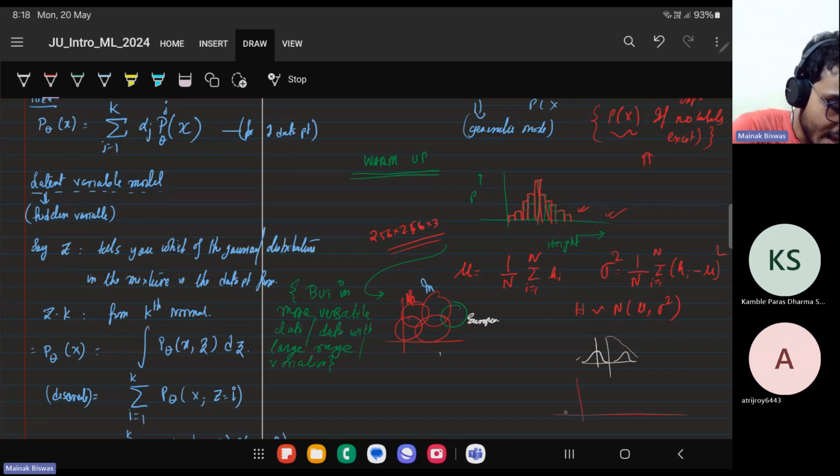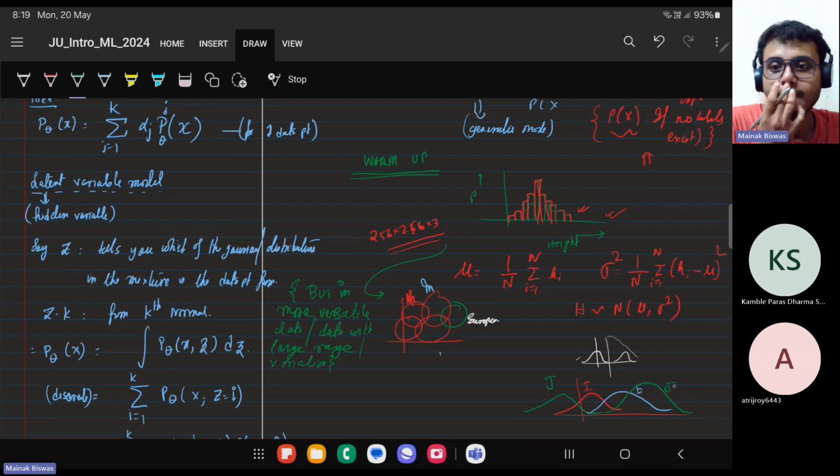So if you think of height, say you have, this is India, this is Japan, this is European, this is Jamaican, and so on. Right. So you will see that you need multiple Gaussians. But now what is the problem? Can you tell me? How do I assign a Gaussian to each of these, right?